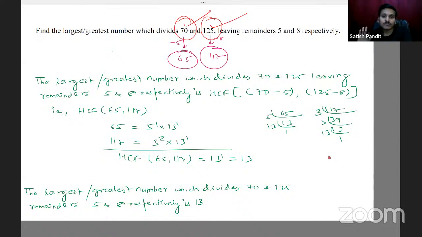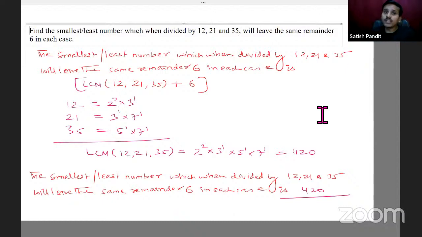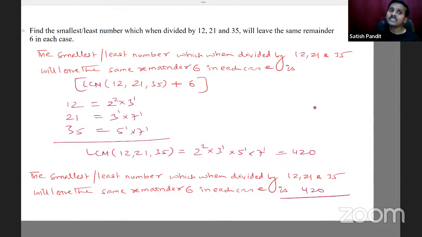So you know how to find HCF of these two numbers using prime factorization. Do it, and whatever answer you get, write one conclusion. Yes or no, everyone? Yes. Next, find the smallest or least number which, when divided by 12, 21, and 35, will leave the same remainder 6 in each case.